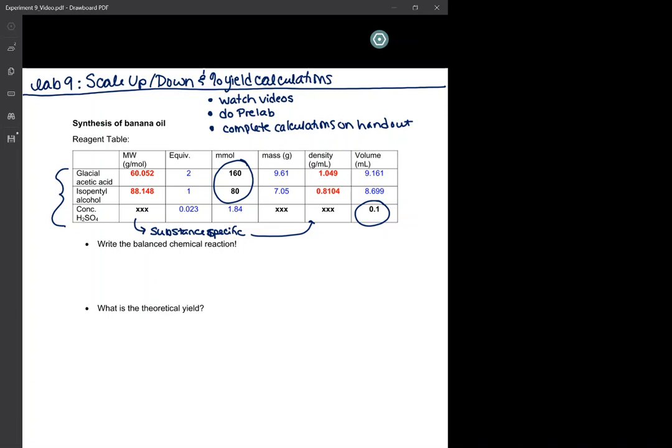Okay, so to do this, the first thing we should probably do is write the balanced chemical reaction, okay? The reagent table tells us about what to put in our flask, but it doesn't really tell us about the reaction that's going on. Okay, so you should write your balanced chemical reaction.